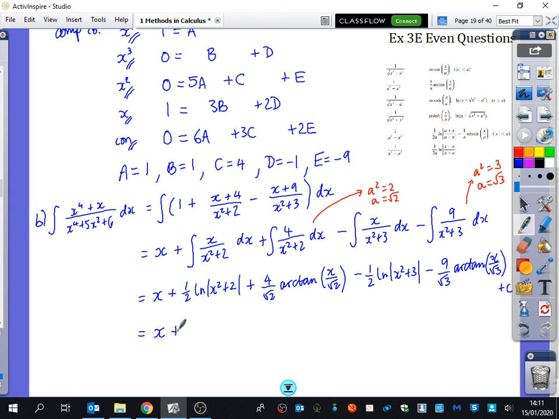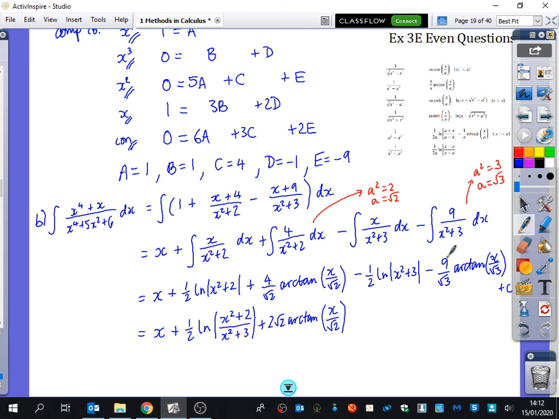So we've just got x plus a half ln of x squared plus 2 over x squared plus 3. Technically we don't need these modulus signs anymore because we know that's obviously positive, but whatever. And then here, you'll often see things just written as 4 over root 2 in the mark schemes, but technically you could rationalise that. So it's 4 root 2 over 2, which is 2 root 2. So you get plus 2 root 2 arctan. They often seem to just leave this as x over root 2 though.